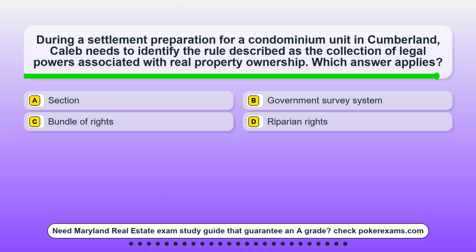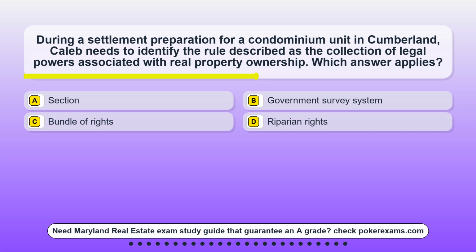Question 25. During a settlement preparation for a condominium unit in Cumberland, Caleb needs to identify the rule described as the collection of legal powers associated with real property ownership. Which answer applies? Option A, section. Option B, government survey system. Option C, bundle of rights. Option D, riparian rights.